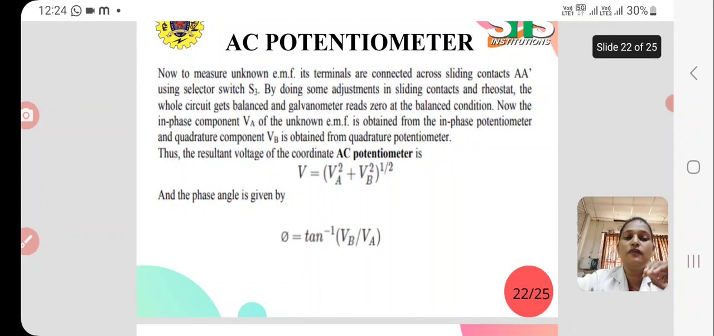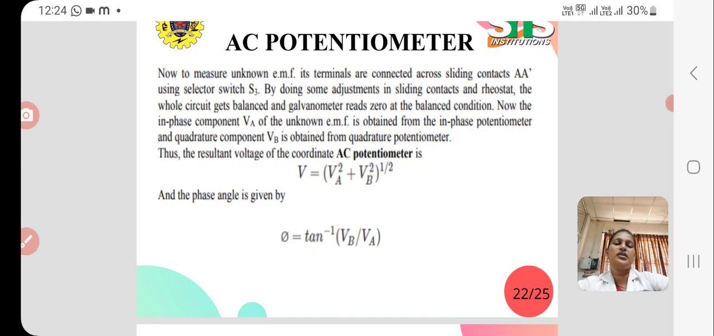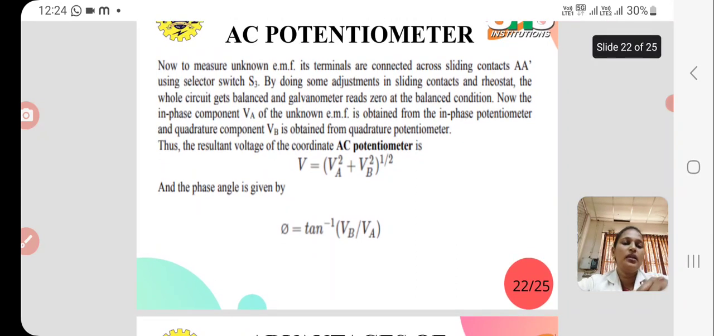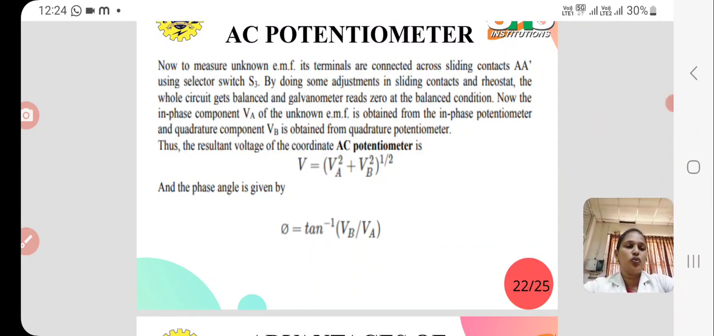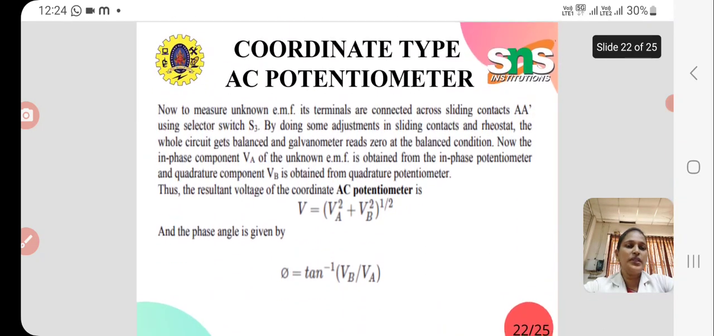The resultant voltage gives the magnitude of the unknown voltage. And how can we get the resultant voltage? We know that V is equal to the square root of VA squared plus VB squared, where VA and VB are the real and imaginary parts of the unknown EMF respectively. And the phase angle can be obtained by theta equals tan inverse of VB by VA.